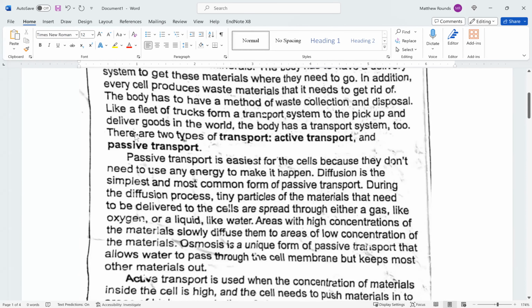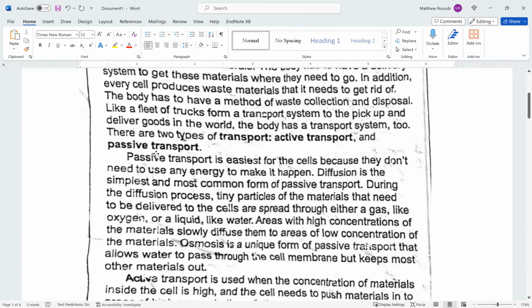All right, could you start reading with passive transport for me, please? Passive transport is the easiest for the cells because they don't need to use any energy to make it happen. Diffusion is the simplest and most common form of passive transport.